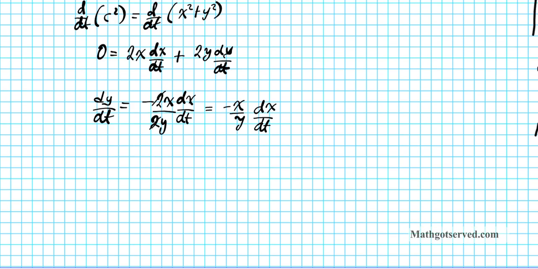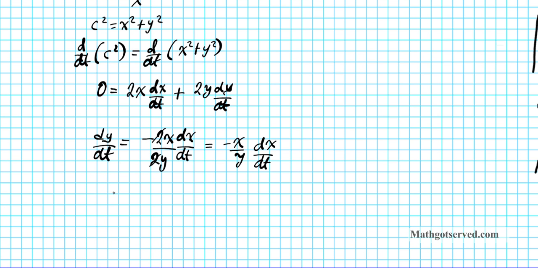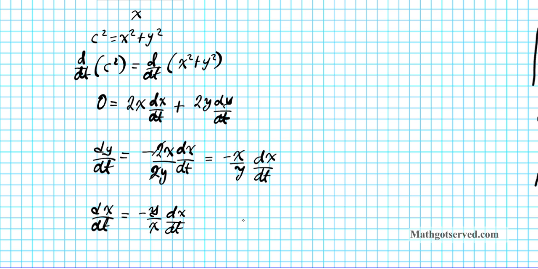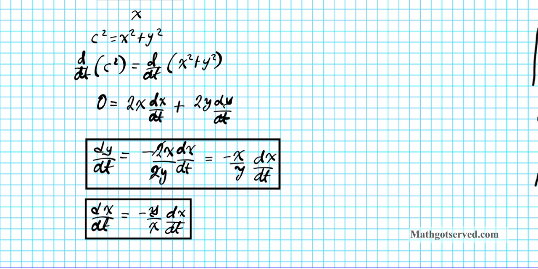Now, what if we wanted to find dx/dt? It's going to be very similar. dx/dt is simply going to be the same procedure, but we're going to move 2y over first, so our final answer will be negative y over x dy/dt. So these are the formulas you have when you're dealing with right triangles: this is dy/dt, this is dx/dt.